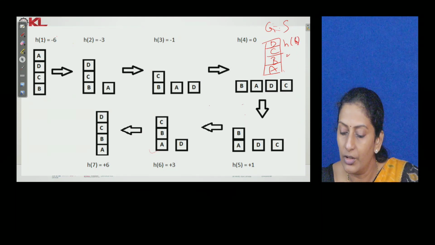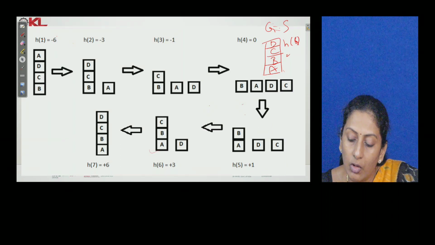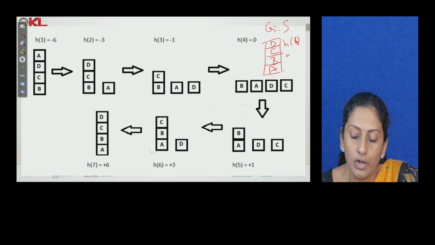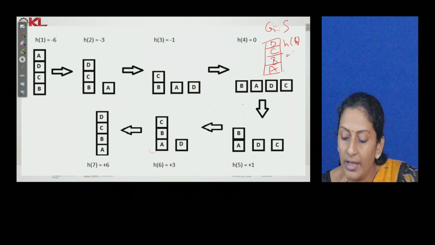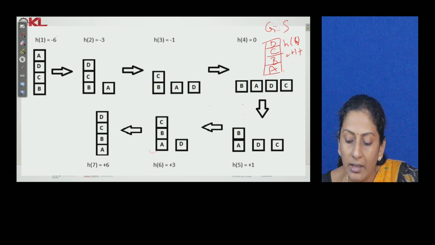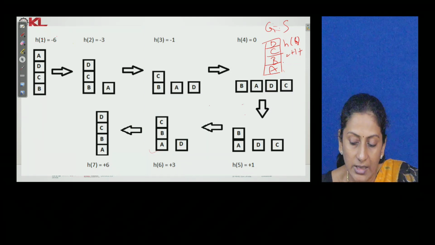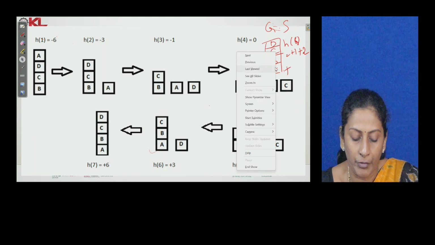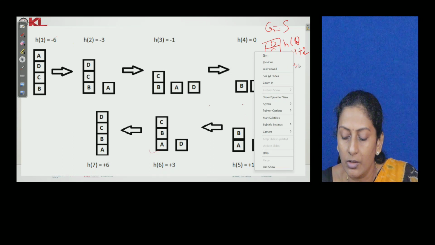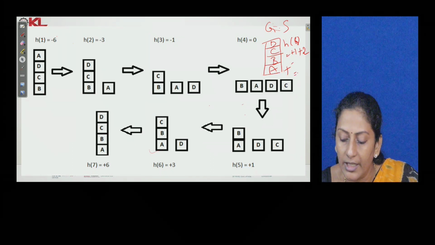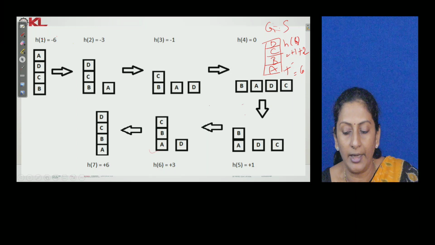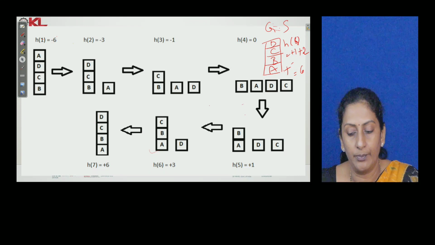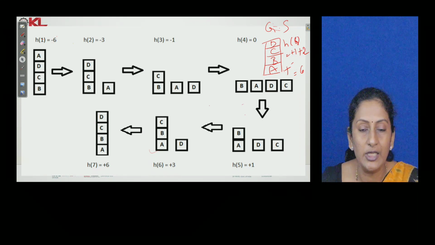Heuristic value of the goal state is, so compare this with this, right? Under A there are no blocks. Under B there should be block A, so it is correctly placed, so +1. Under C there should be 2 blocks, so in this state it is correctly placed, so +2. Under D there should be 3 blocks, so it is correctly placed, so +3. So my heuristic value is 6 for the goal state. Keep this in mind. Every time we make a move of the state, we should compare with this, right? The heuristic value of the goal state is +6.